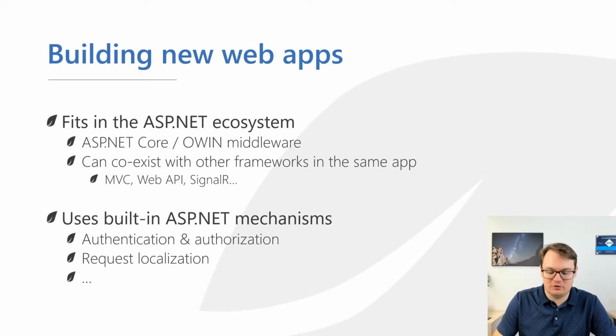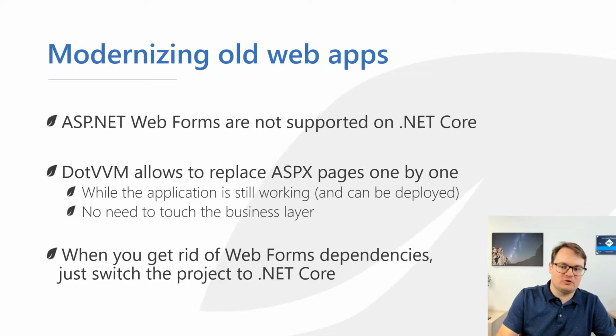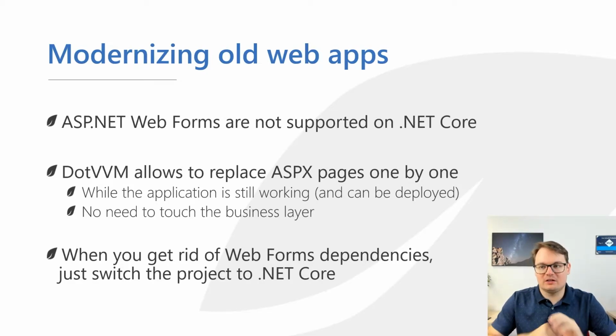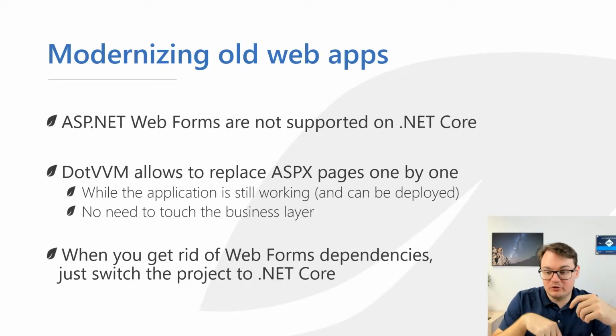If you want to use .vvm to modernize old web apps, the scenario looks like this. If you have very old web applications that are on old versions of .NET, like 4.5 or even older, then it's probably written in very old versions of ASP.NET MVC or in web forms. If you want to upgrade the application to .NET Core, you need to rewrite a lot of things, especially the pages, because the web forms engine is not supported on .NET Core and .NET 5, and also the old versions of MVC with the ASPX views are also not supported.